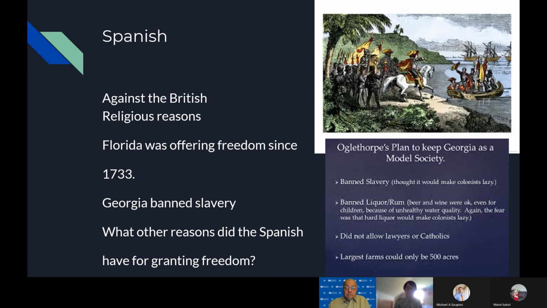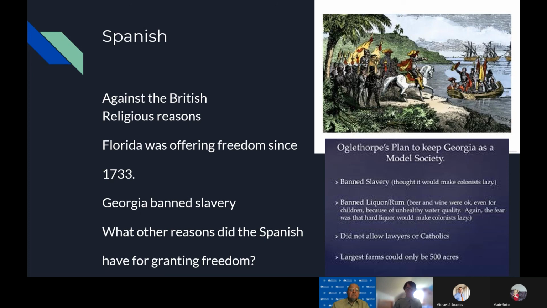So Oglethorpe, who was the man behind the Georgia colony, he was the founder. He came up with a plan to keep Georgia as a model society. He banned slavery. He thought it would make colonists lazy. He banned liquor and rum. He did not allow lawyers or Catholics. And he said the largest farms could only be 500 acres. This was just to limit slaves' power, and also keep people from running away to Florida.